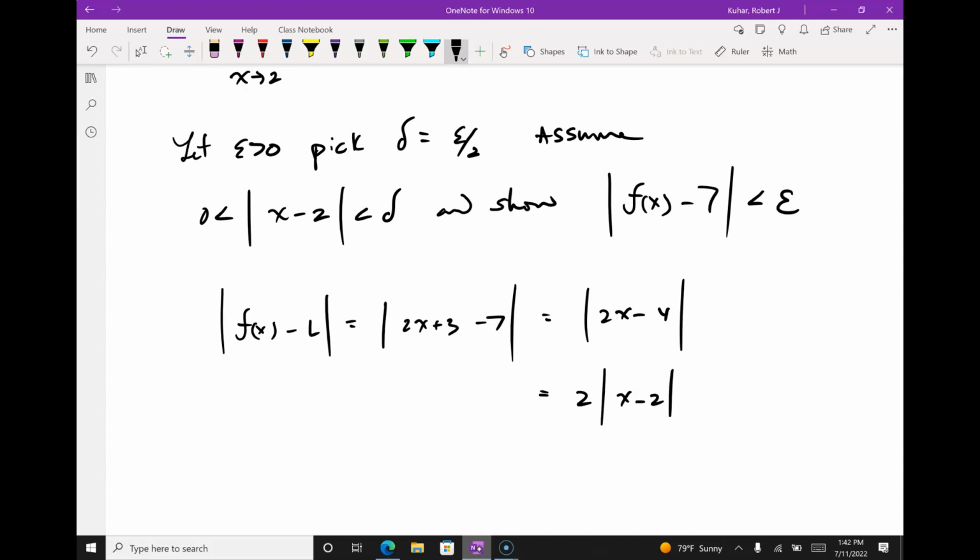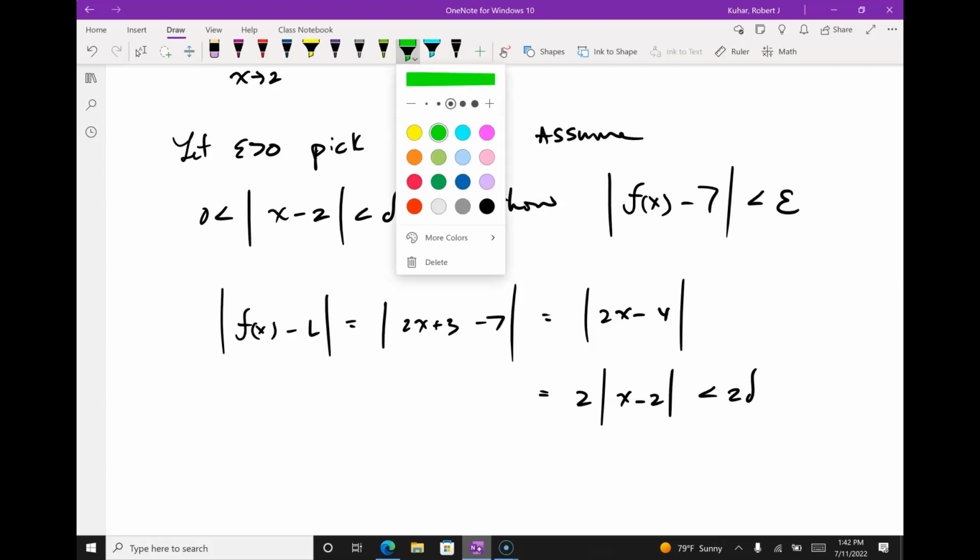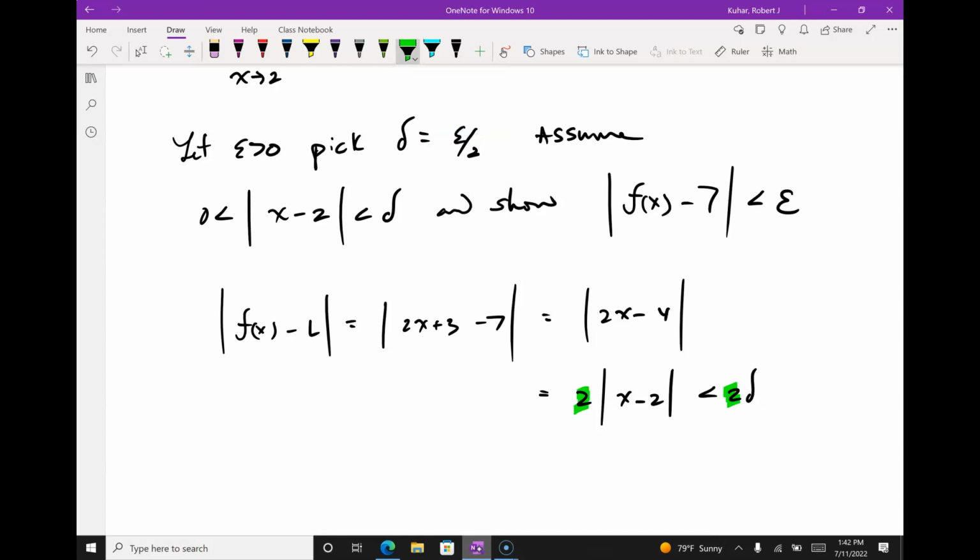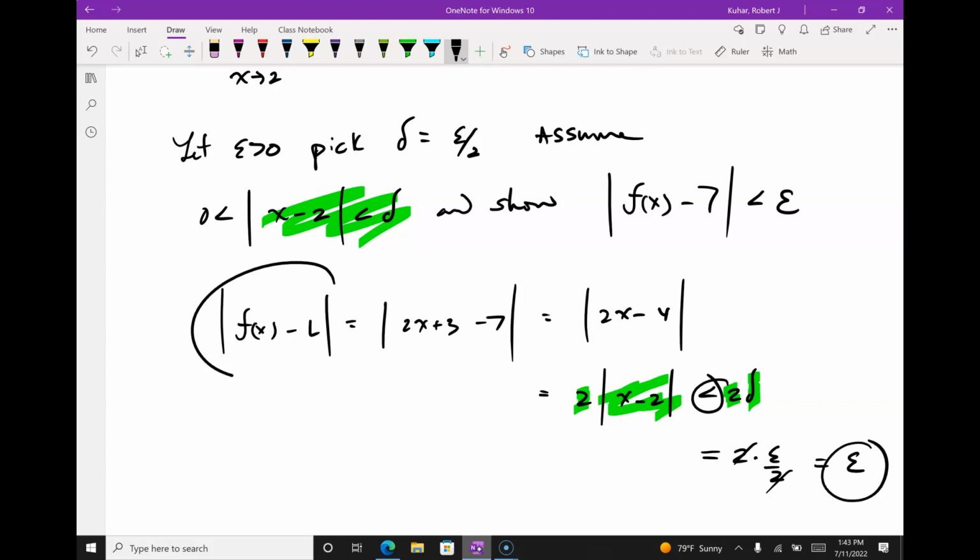Notice that my delta piece shows up. And I already know that this is less than delta. So this is less than 2 delta. Do you see the 2's are the same? This 2 is that 2, right? And this delta is that delta. But what did I let delta be? What was delta? What did I pick delta? Epsilon over 2. So I got it. Look, epsilon is greater than |f of x minus L|.